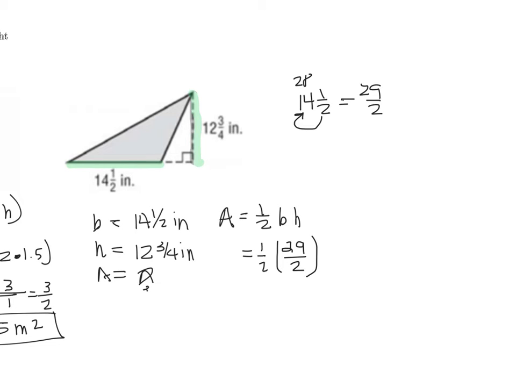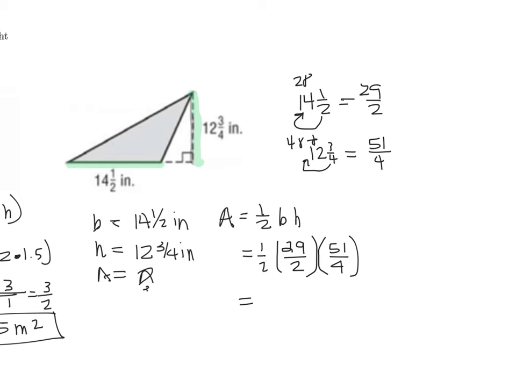So now I need to change this next one, which is 12 3/4. I need to change that into an improper fraction. The denominator will always be the same. 4 times 12 would be 48, plus the 3 would be 51. So I'm going to have 51 over 4.